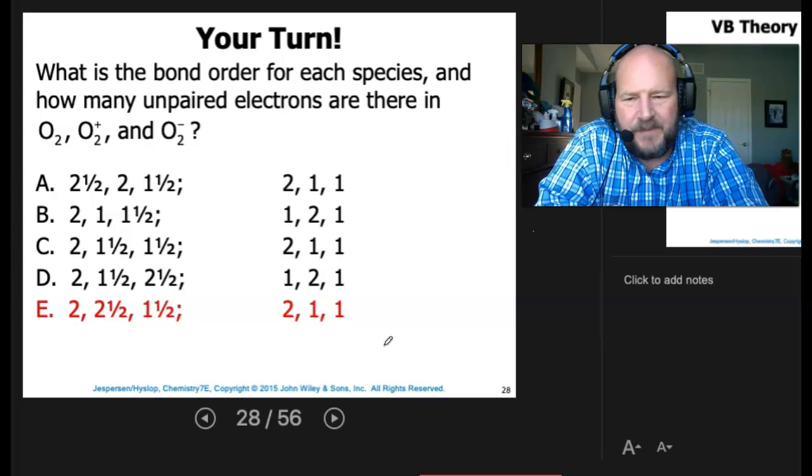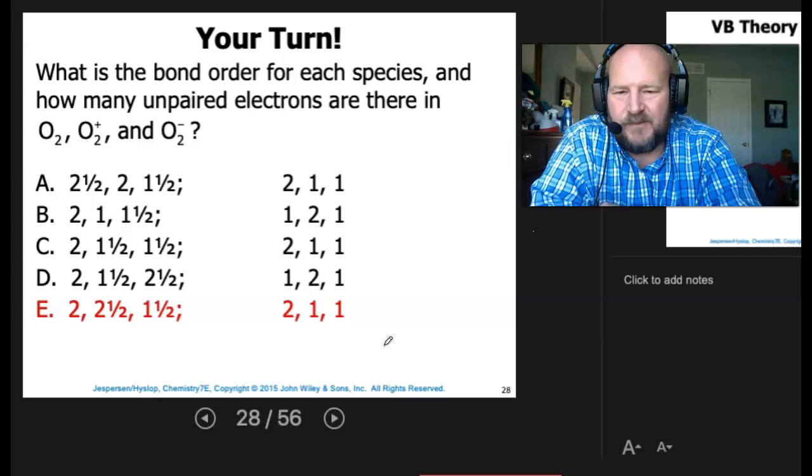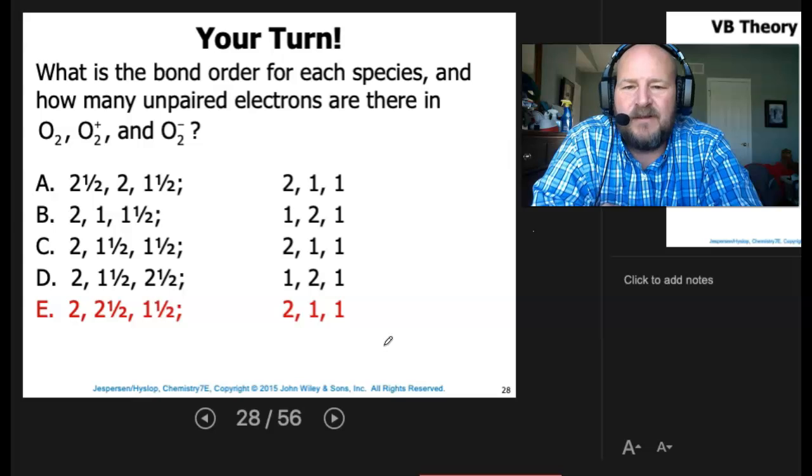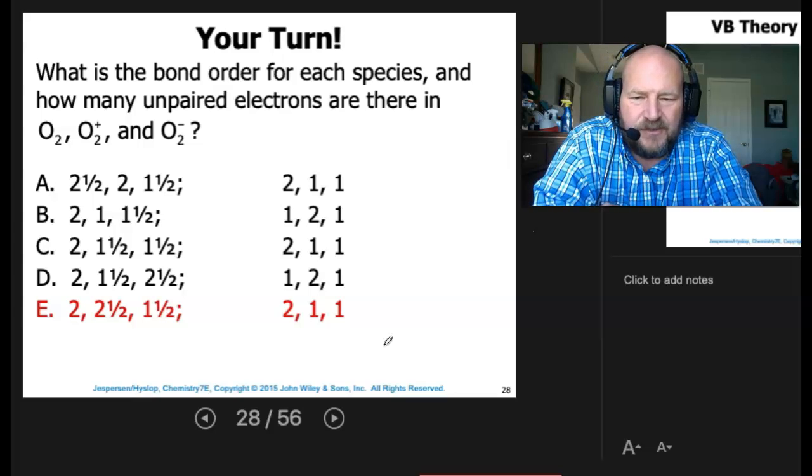And of course, if you flip back, we did O2 together. So you know O2 had a bond order of 2, right? And we know we had 2 unpaired electrons. If you move to the O2 minus, you're going to add an electron there, which means you're going to make a pair of electrons. So that's how we get down to 1. But you're also taking away from that bond. So that's how we get the 1.5.